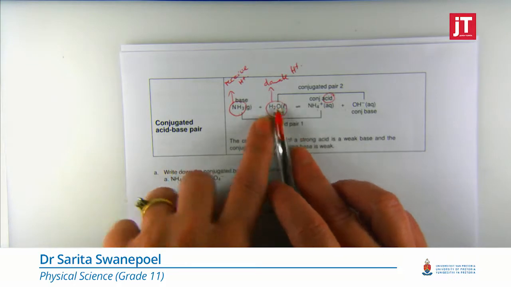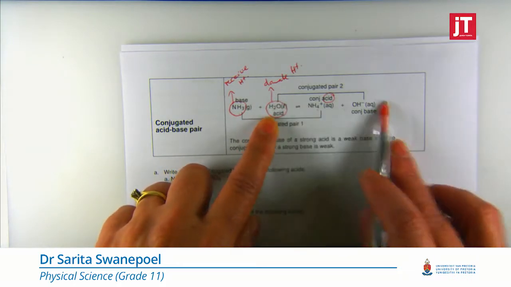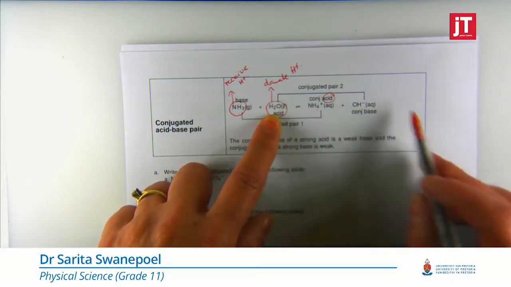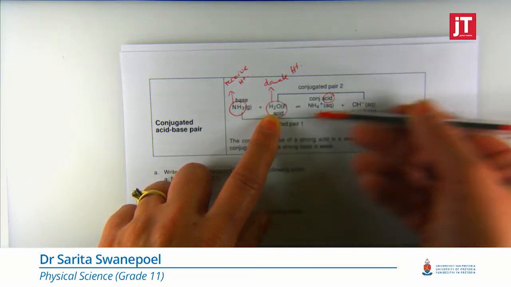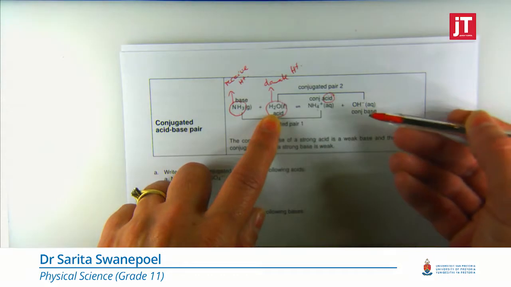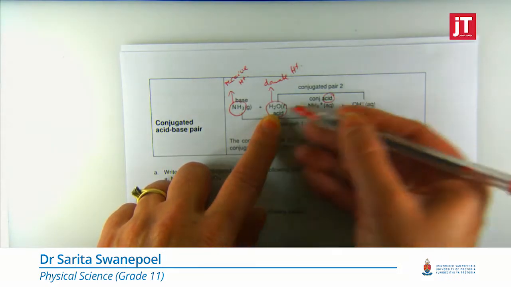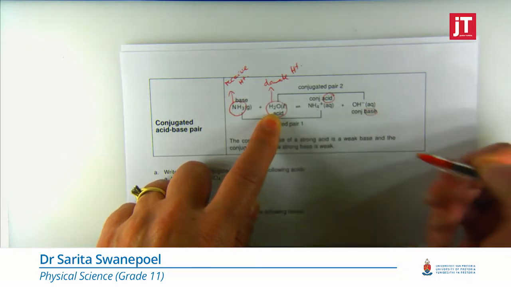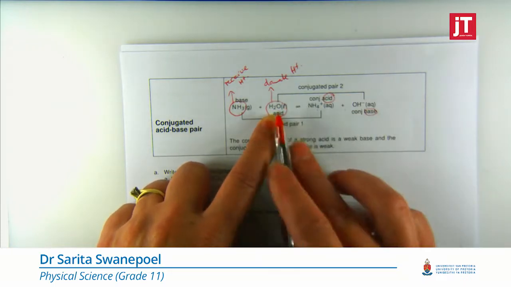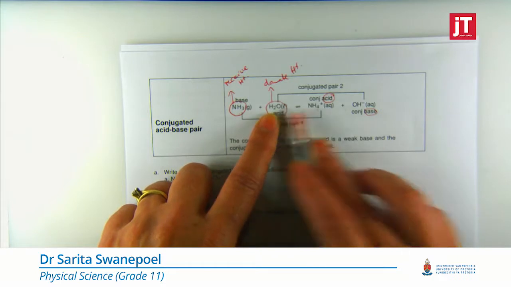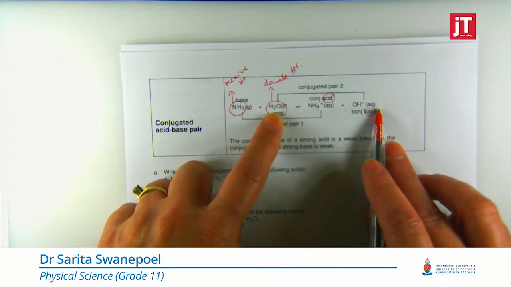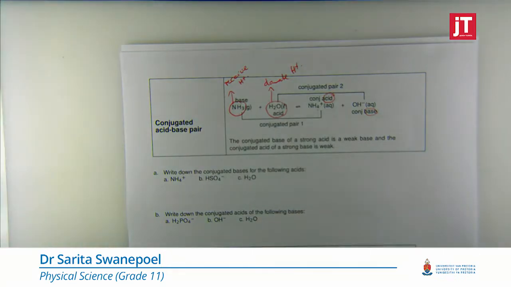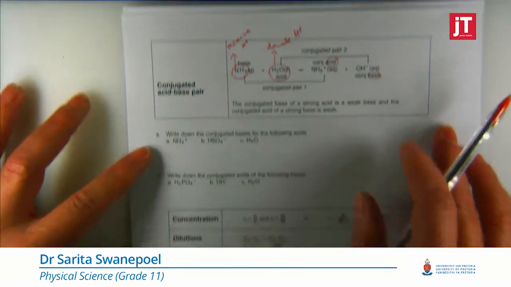For water, in the forward reaction it donates an H plus, which makes it an acid. If you look at OH minus in the reverse reaction, what happens? It gains an H plus, so it's a base. The two together differ by just one H plus, so they're a conjugated pair as well. They're going to ask you about conjugated pairs. So let's look at this one.